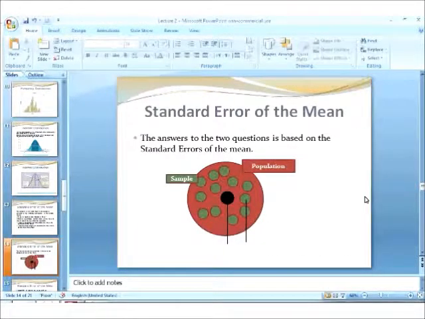Clear? Is it clear now? Is the concept a little bit clear to you now? What the standard error is? No, of course. Okay.